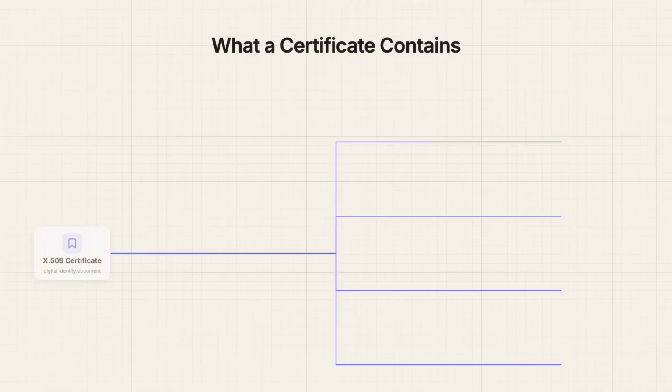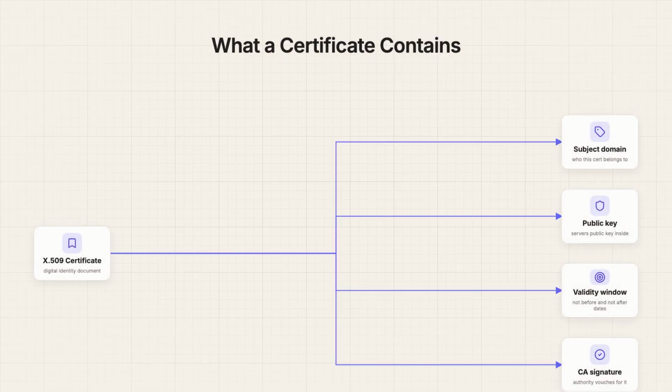An X.509 certificate is a structured document that radiates outward with fields. The subject field names the domain it covers. Embedded inside is the server's public key, which the browser will use in the key exchange. The validity window defines the exact dates the certificate is considered trustworthy. Most critically, a certificate authority's digital signature covers all of those fields, making the whole document tamper-evident.